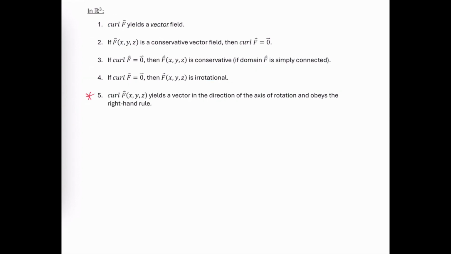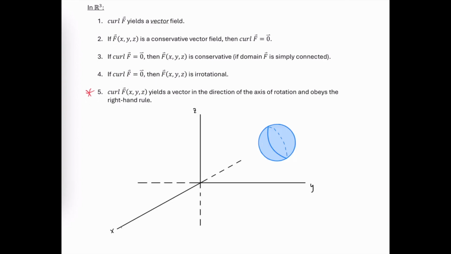But if our curl vector output is not the 0 vector, what does that tell us about how an object rotates? Let's consider an arbitrary point in three-dimensional space, but extremely magnified so that we've zoomed way in on it and it looks like a sphere. If we plug this point into our curl, it's going to yield a vector. And that vector is going to be pointing in the direction of the axis of rotation at that point. So here is a vector that could be representing the curl of that vector field evaluated at this particular point. It's pointing in the direction of the axis of rotation.